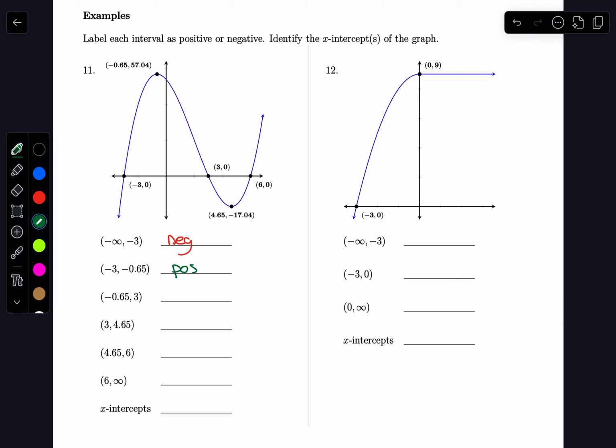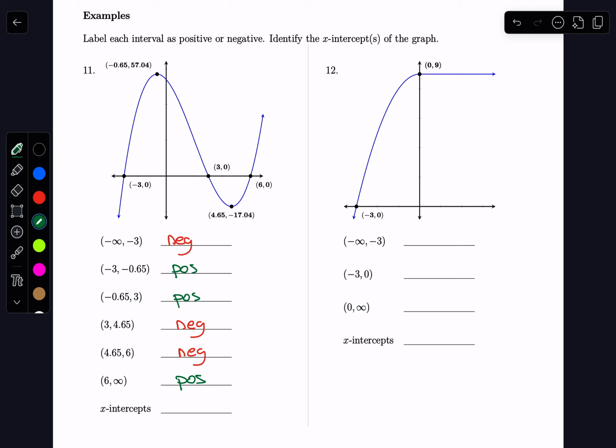The next interval is from negative 0.65 to 3, which is still above the x-axis, so that's also positive. Then we're going to go below the x-axis, 3 to 4.65. So this is going to be negative. The next one, 4.65 to 6, also negative, below the x-axis. And then 6 to infinity is the part on the far right over here. That is going to be positive, above the x-axis.